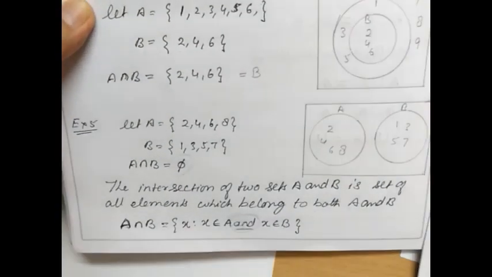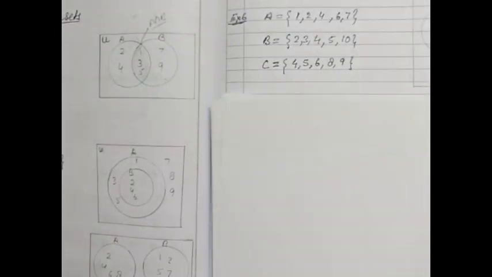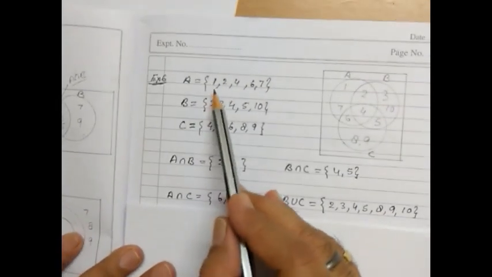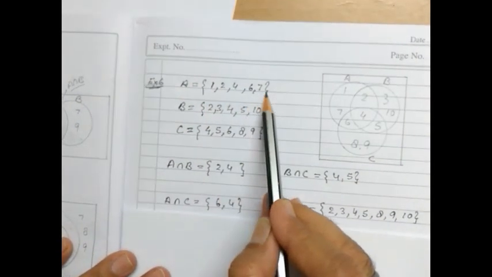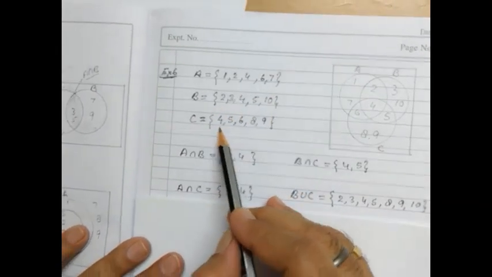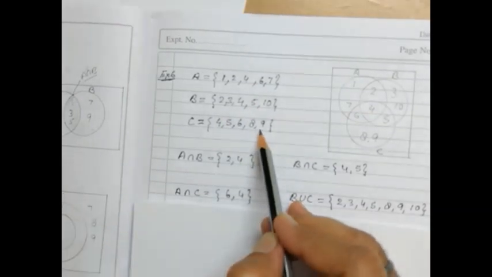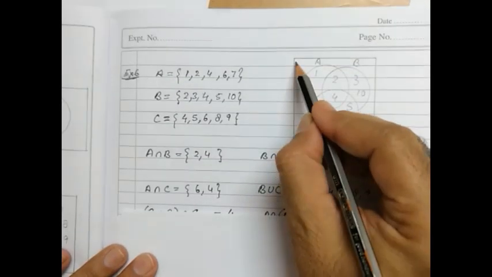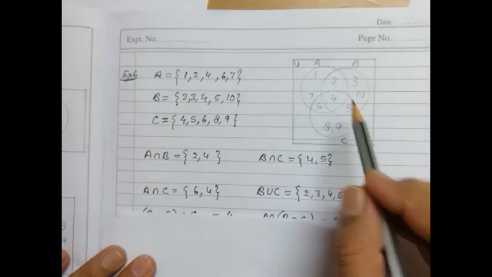Okay, now we take one more example. We have talked about two sets, and now I will take an example with three sets. So what happens when we talk about three sets? Here I have taken set A as 1, 2, 3, 4, 6, 7, and B as 2, 3, 4, 5, 10, and C as 4, 5, 6, 8, 10. This is already represented in the Venn diagram. This is the universal set U, and this is the way it is represented.